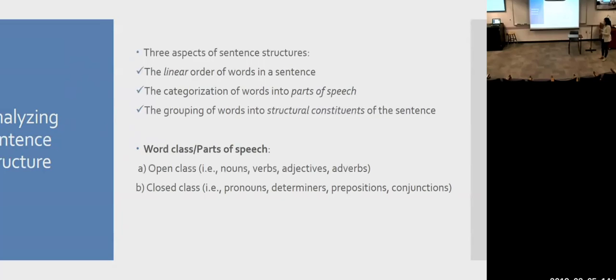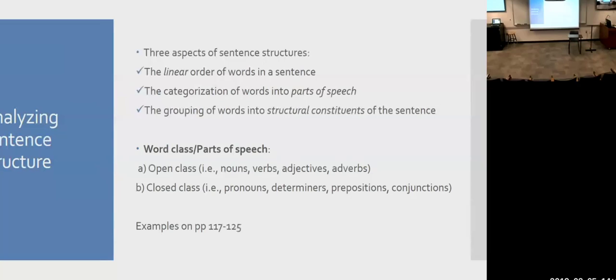Have you ever heard of that? Sometimes we call something like a majority class, or sometimes we call the closed class a minor class. Major or minor, something like that. But here, I want to let you know, for example, when we talk about open class, we know these are nouns, verbs, adjectives, and adverbs, right? And there are also parts of speech that belong to closed class, such as pronouns, determiners, prepositions, and conjunctions. Is that clear to you? Okay, you know parts of speech, of course, right?